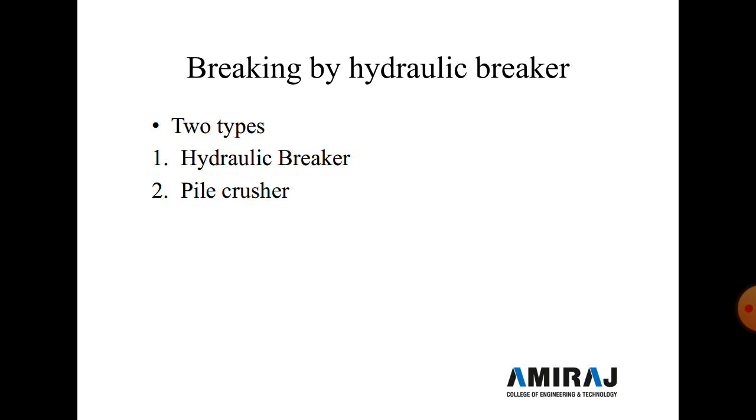Now next is breaking by the hydraulic breaker. Here there are two types of hydraulic breaker. The first one is the normal hydraulic breaker, and the second is the pile crusher. The normal one breaks the concrete by hydraulic pressure to hold and crush the section, and the pile crusher can break a concrete pile having the longitudinal pole in the center.